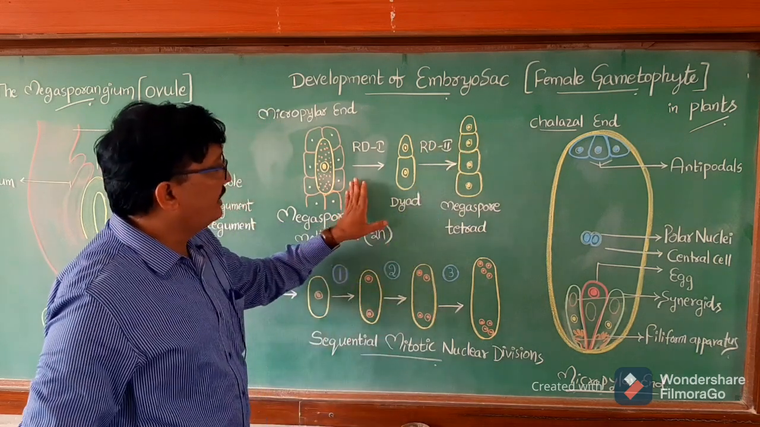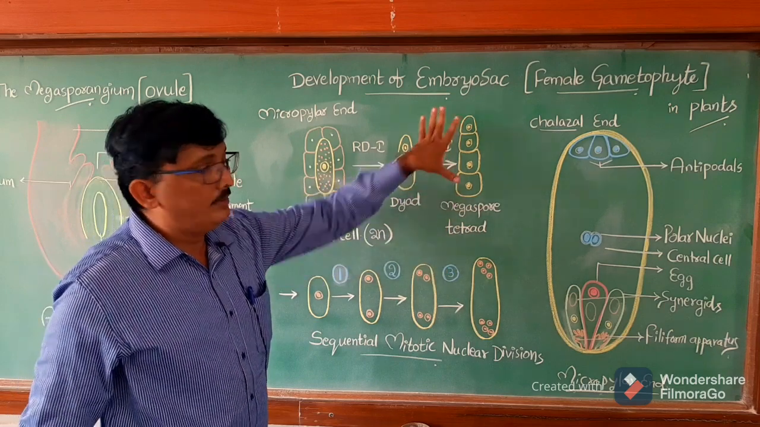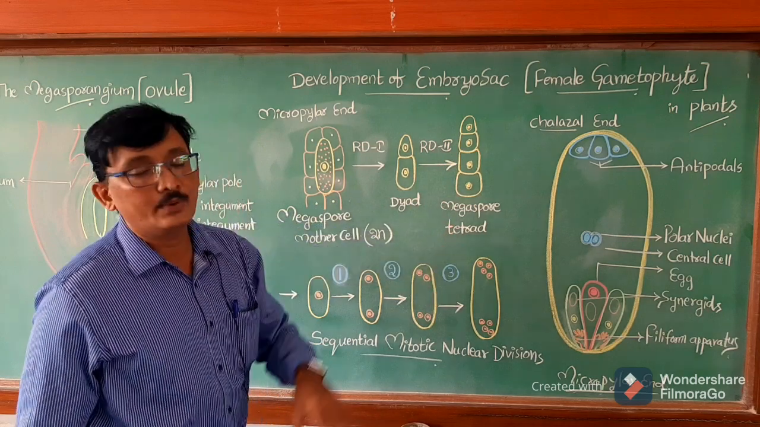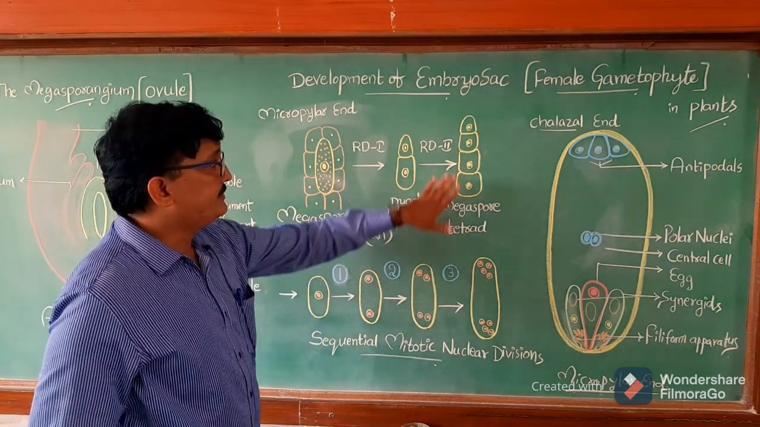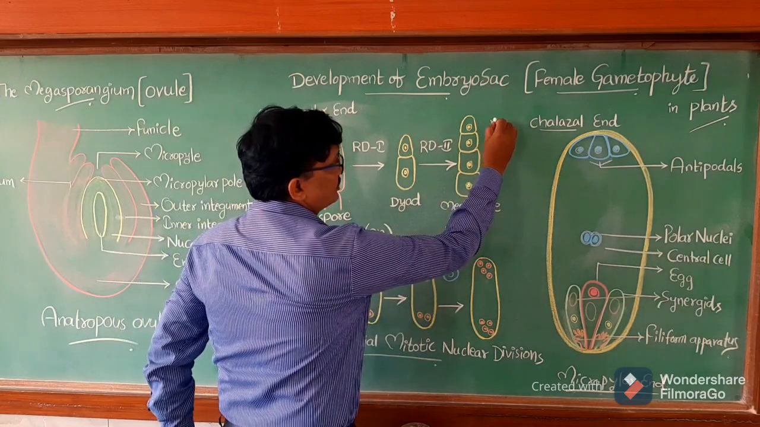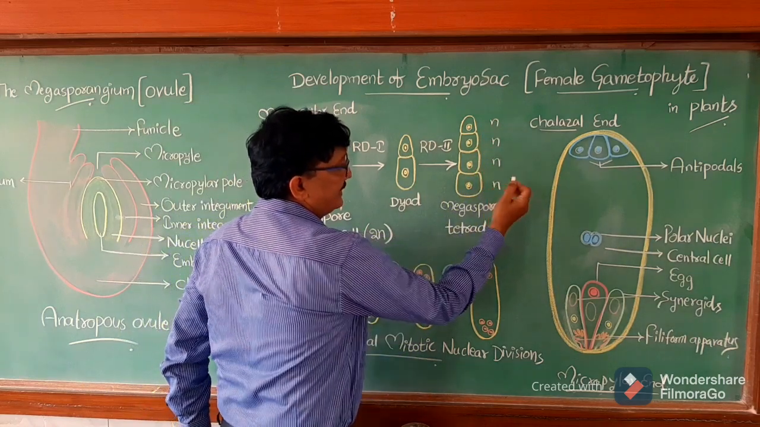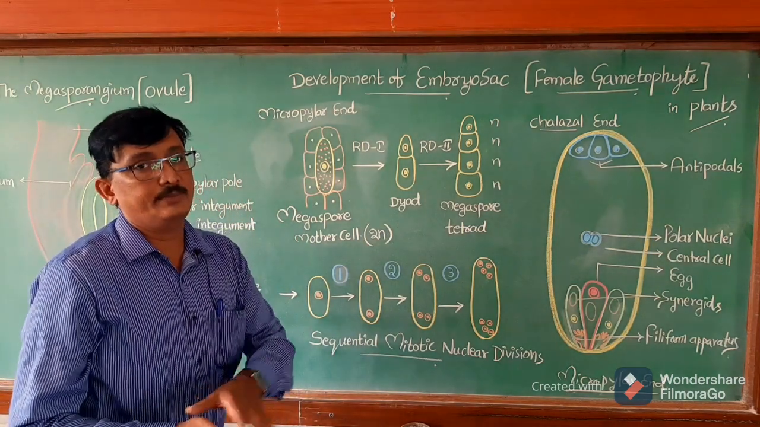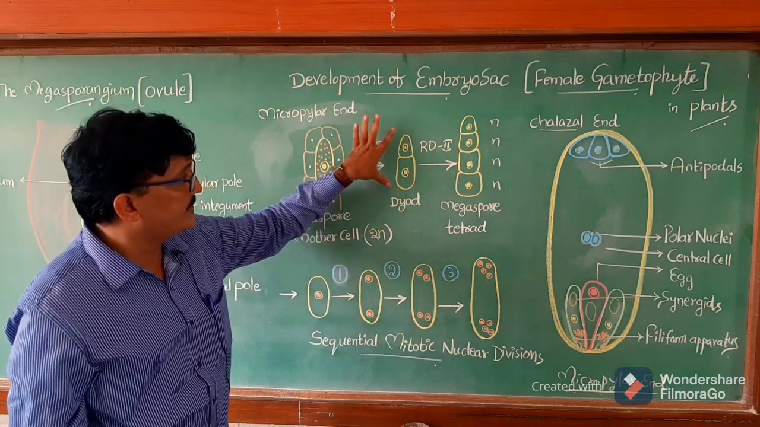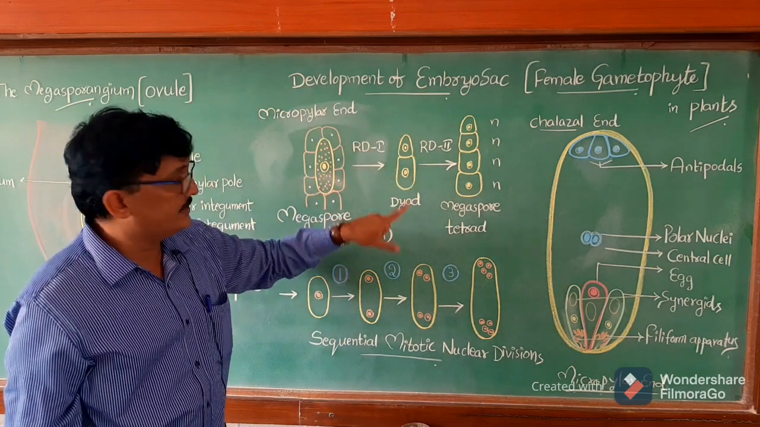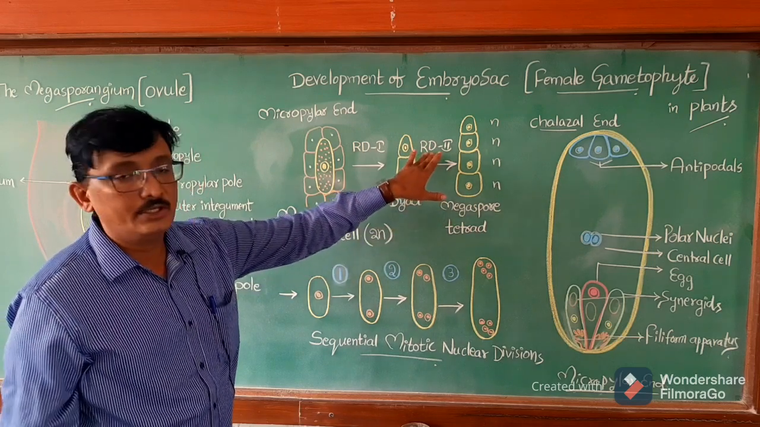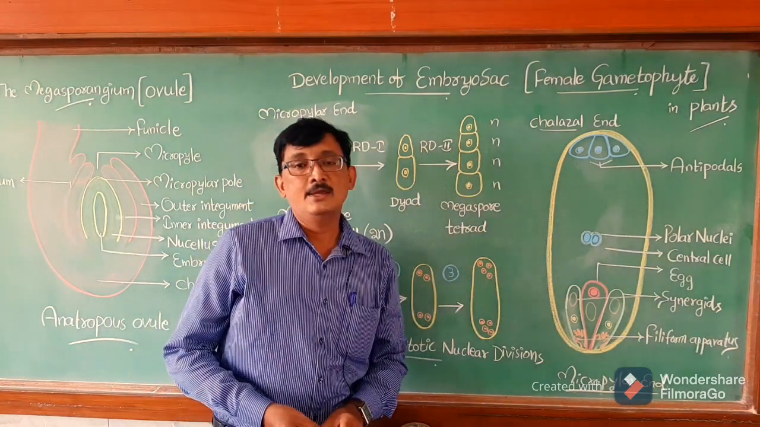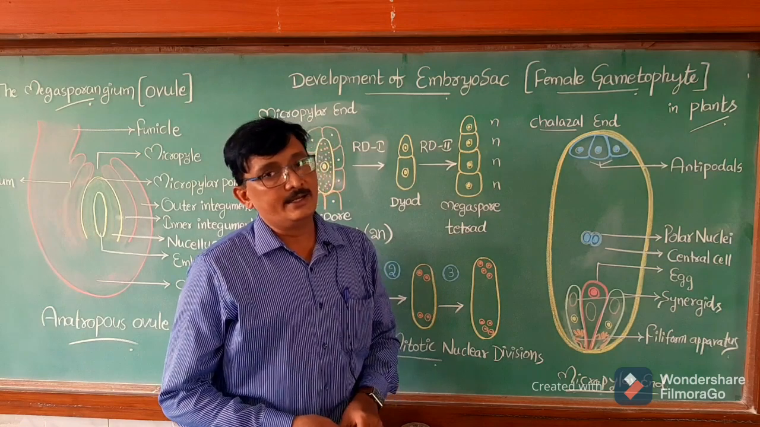After the completion of meiosis, there will be the formation of 4 cells. These 4 cells are called the megaspore tetrad, and all of them are haploid in nature, n. We know that after the completion of meiosis 1, we can see 2 cells. One cell gives rise to 2 cells, this is called the dyad, and the division continues with meiosis 2, resulting in the formation of the megaspore tetrad, all haploid in nature.